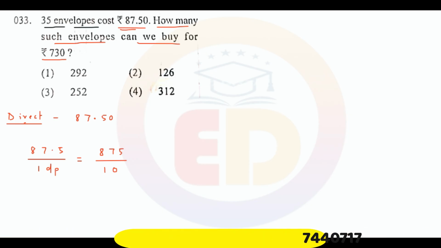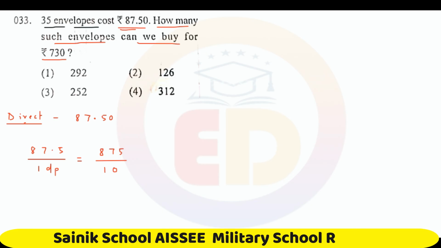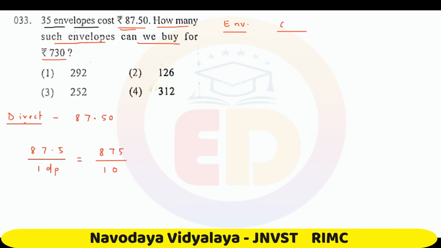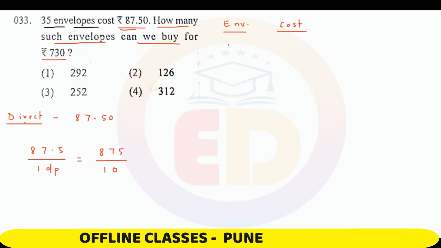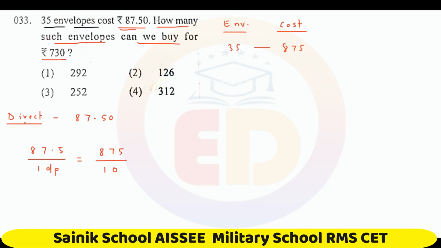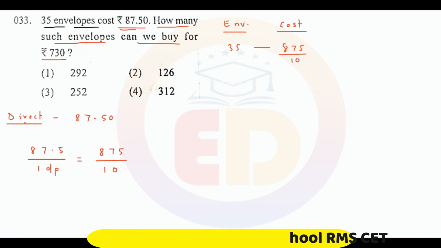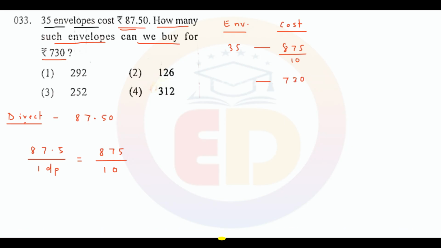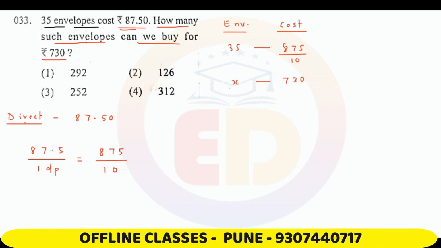As it is a case of a direct variation, we will make two columns. In the first column we will write down the envelopes, and in the second column we will write down the cost. So they say that 35 envelopes cost rupees 875 upon 10. So if we have 730 rupees, how many envelopes can we purchase? Let us assume we can purchase X envelopes.